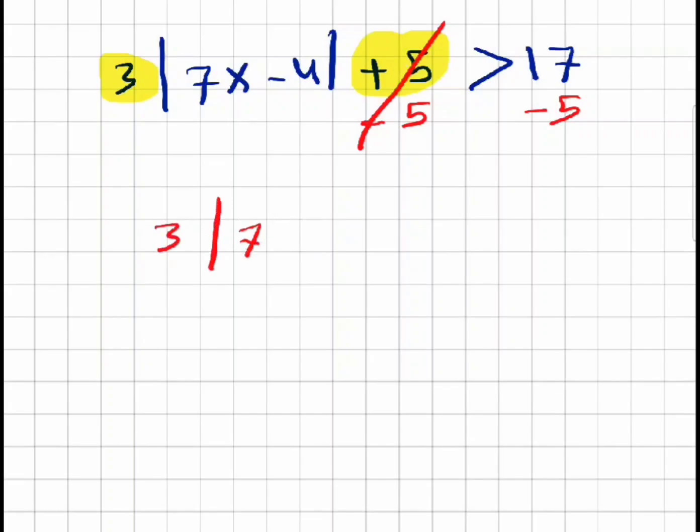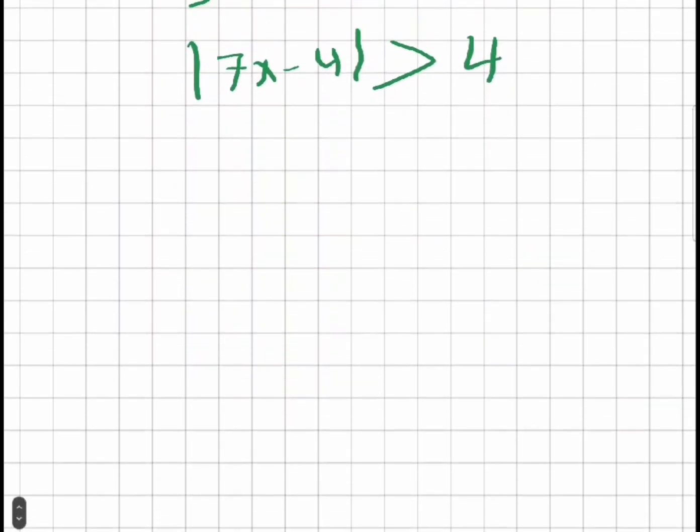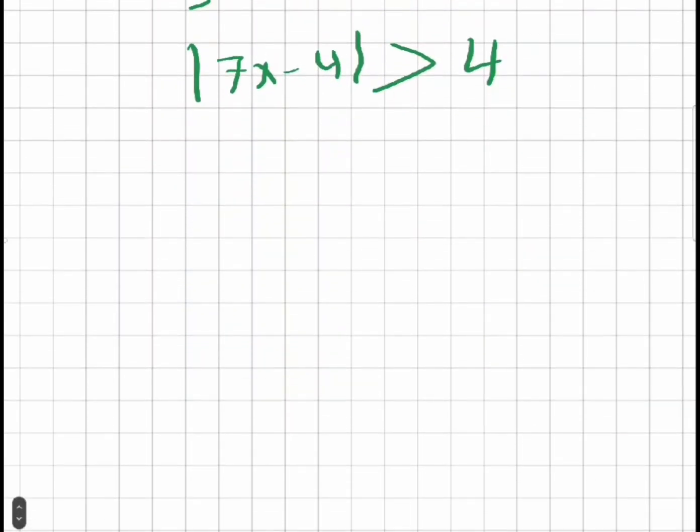17 minus 5 is 12. Next, we're going to divide both sides by 3. 12 divided by 3 is 4. Now, notice that I do not have any numbers outside of the absolute value symbol in this inequality. Now, it is at this point I can separate it into two inequalities.